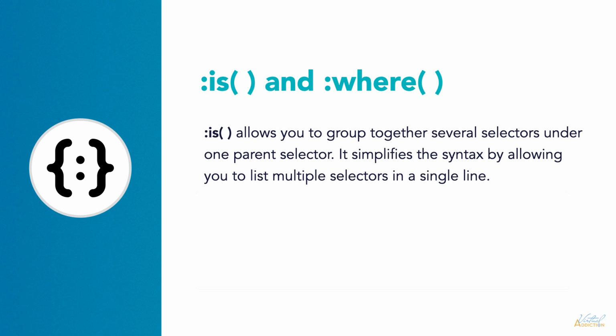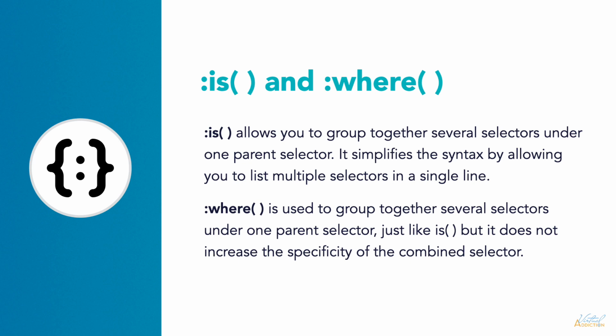Is is a pseudo-class that allows you to group together several selectors under one parent selector. It allows you to simplify the syntax by allowing you to list multiple selectors in a single line of code. The is selector is also known as the matches any pseudo-class.